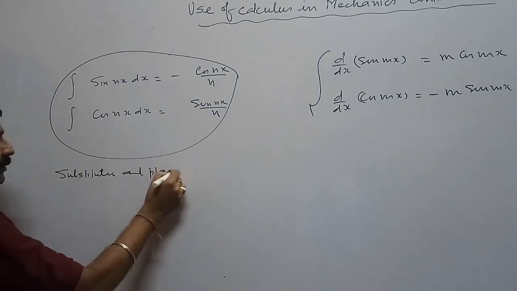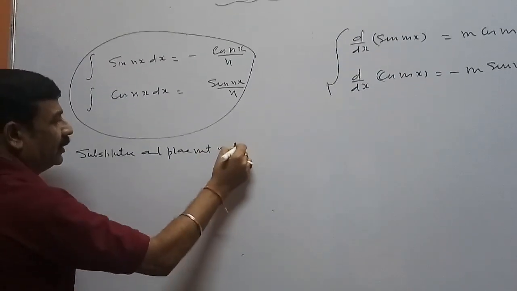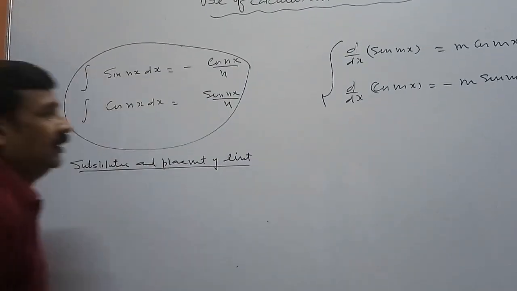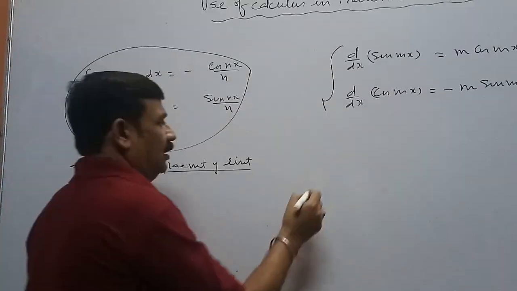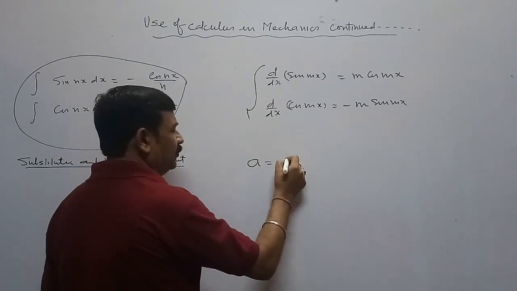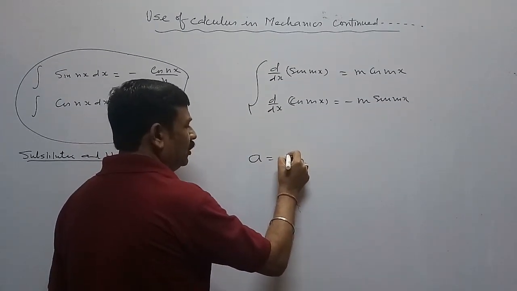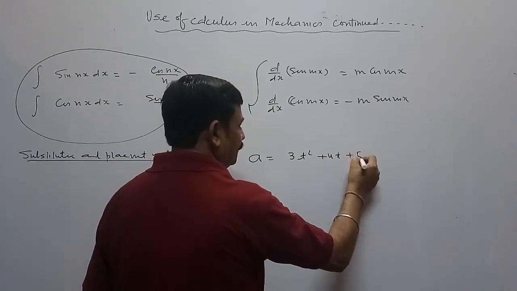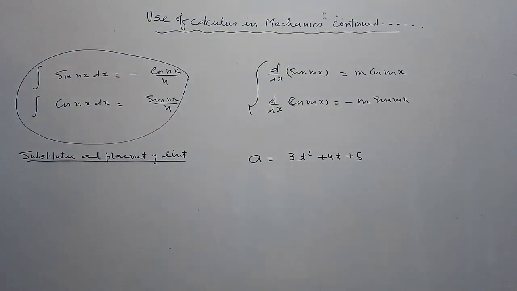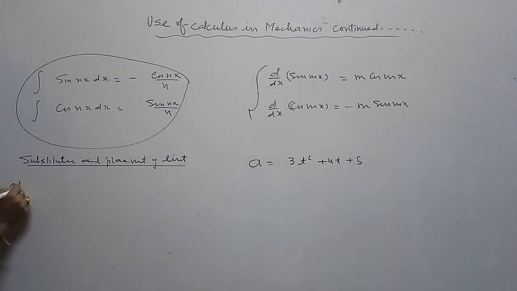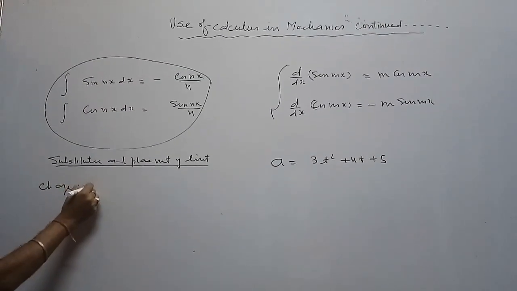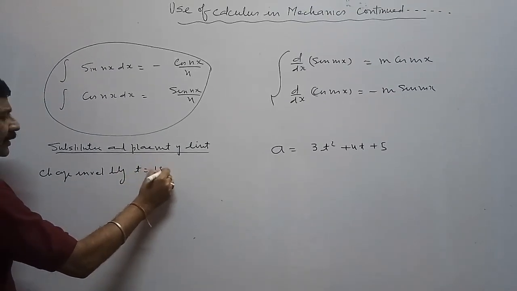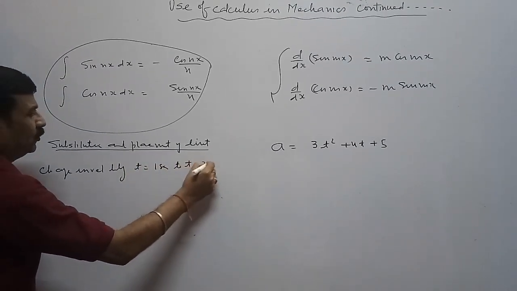This is very important. Limit. How do we put the limit? What is limit? Dear friends, suppose the acceleration versus time equation is given to you, that a is equal to 3t square plus 4t plus 5. They are saying find the change in velocity between t is equal to 1 second to t is equal to 2 seconds.